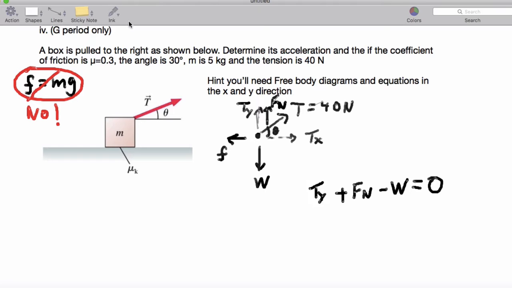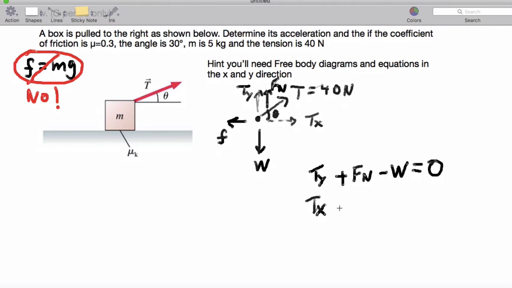And then the other equation we have in the horizontal direction is that the horizontal component of the tension battles the friction, and the effect is that our box accelerates. So this is in the y direction, and this is in the x direction. Let's start with the y direction equation to get a value for the normal force.